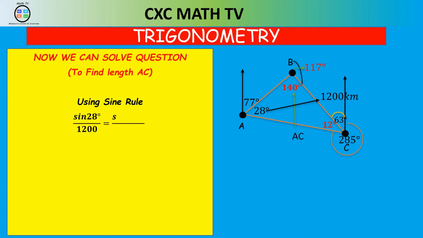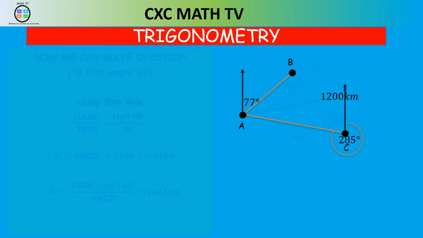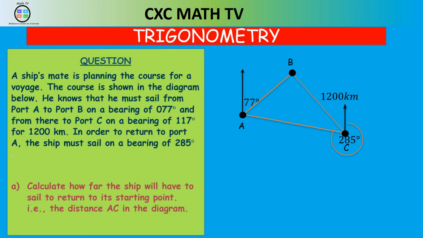We can cross multiply to get AC times the sine of 28 degrees is equal to 1200 times the sine of 140. And so we can divide both sides by the sine of 28. And then you input all of that into your calculator and you get 1643 kilometers. So we can put it on the diagram that the distance AC is 1643 kilometers. So that is how we would attempt that question right there.